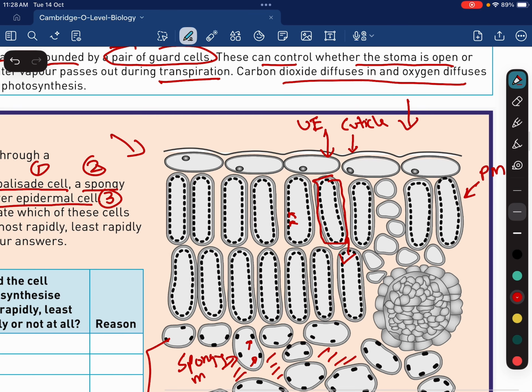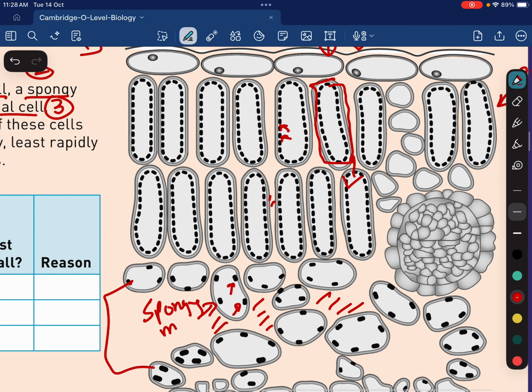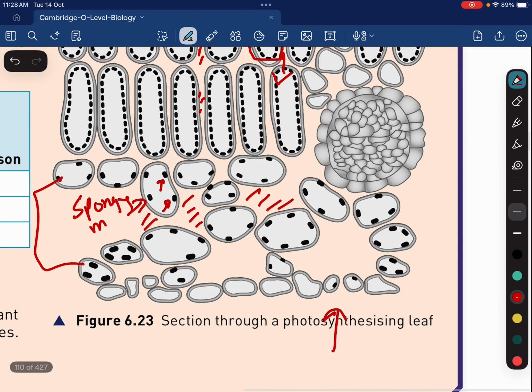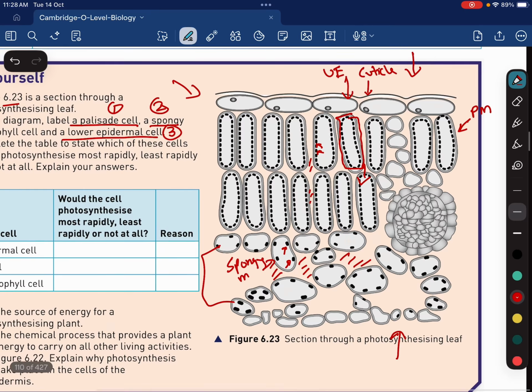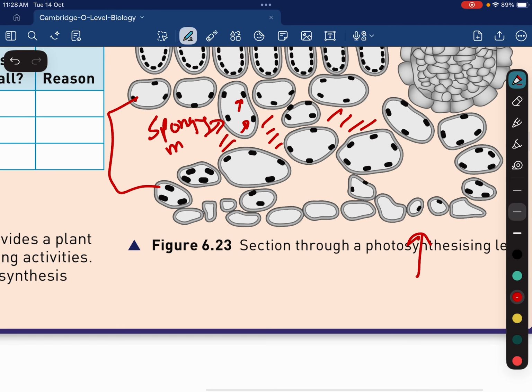Can we see any air spaces between the palisade? No, there's barely any air spaces here. They're very close and packed together compared to the spongy mesophyll cell. So we have labeled the palisade, the spongy, and of course, as there was an upper epidermis over here, these are the lower epidermis cells over here, right?